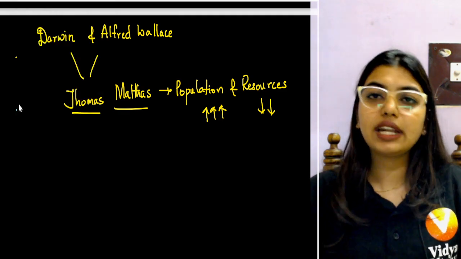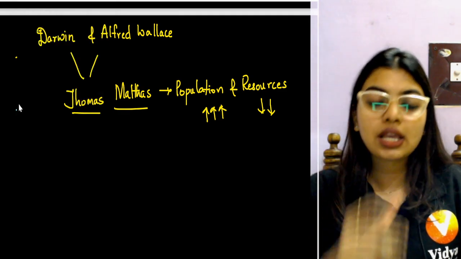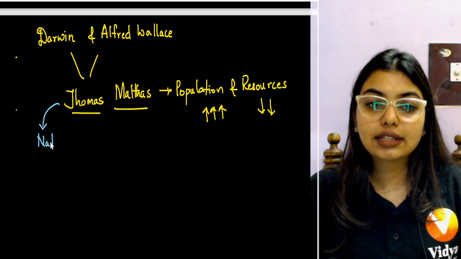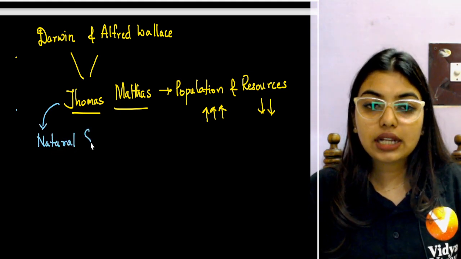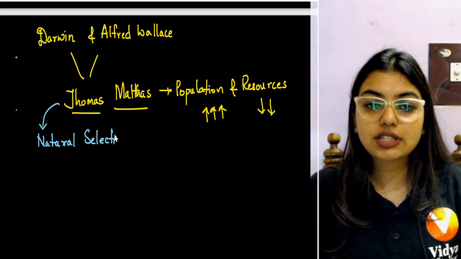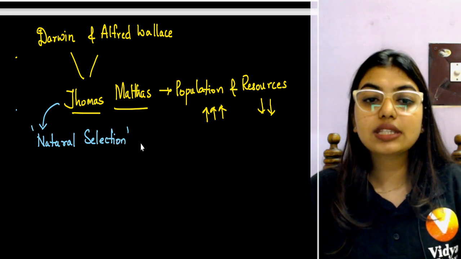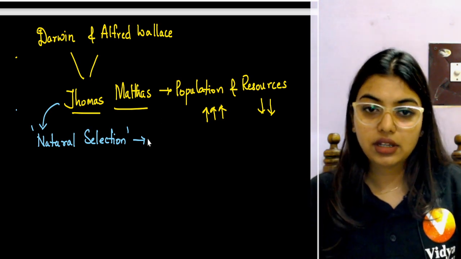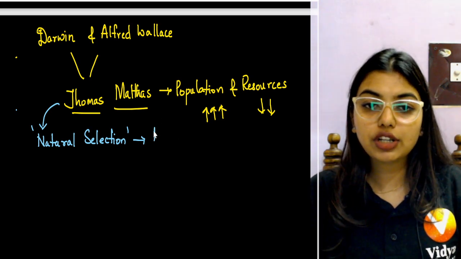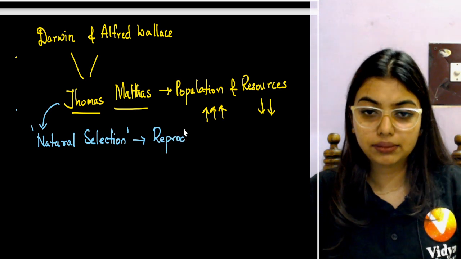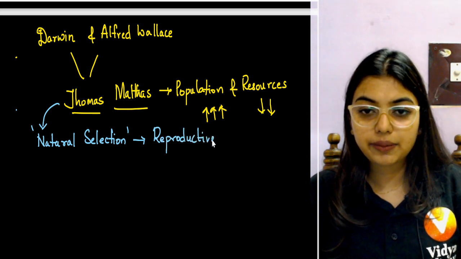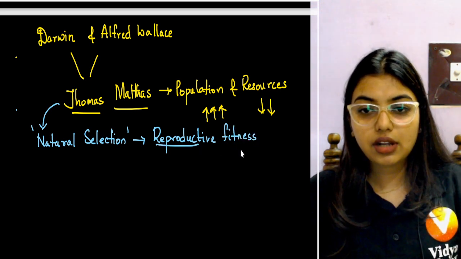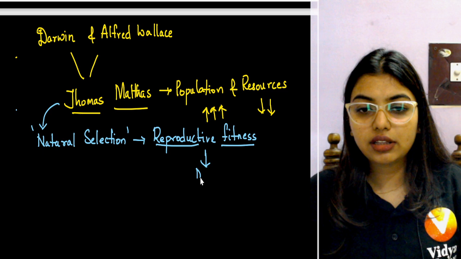So since both read this article of Malthus, they came to a conclusion that maybe nature does something to select the fittest. That is where they came to the conclusion of natural selection, where nature selects who should be able to survive and who should not. Got it? That is called natural selection, and according to Darwin, it is only the reproductive fitness. Understood? Whoever makes more progeny will be able to survive.